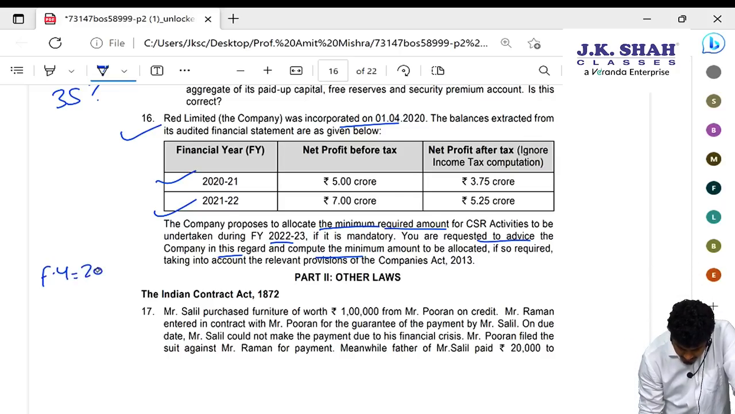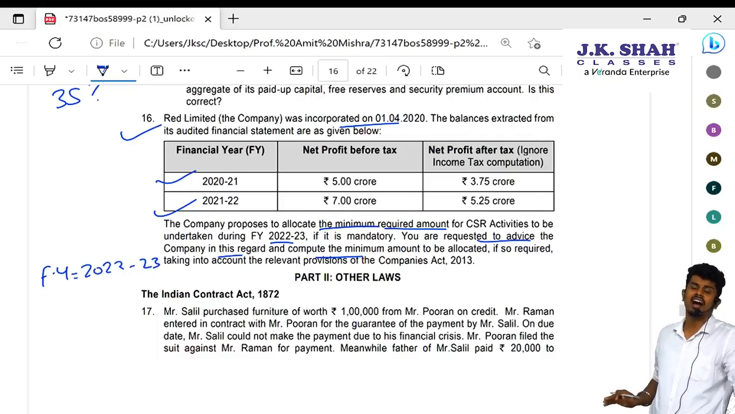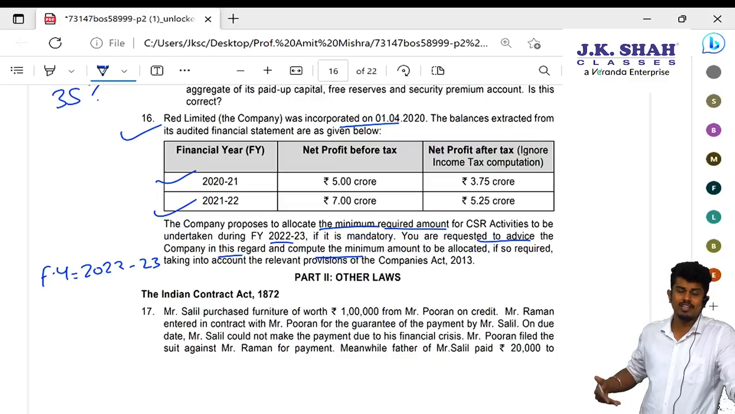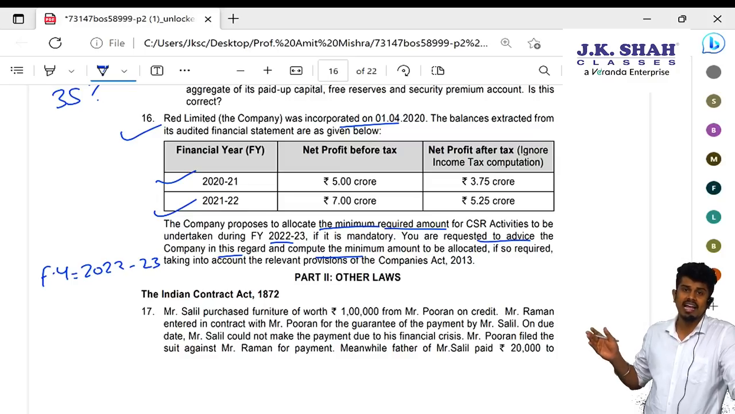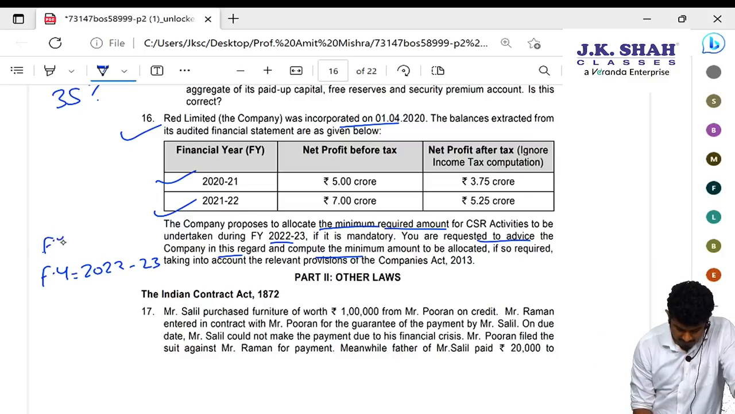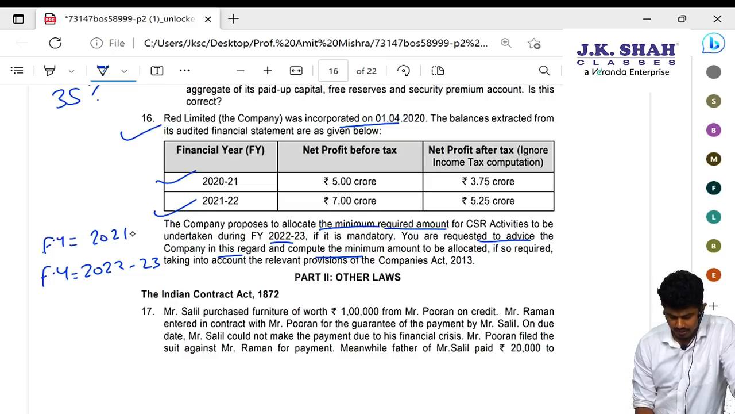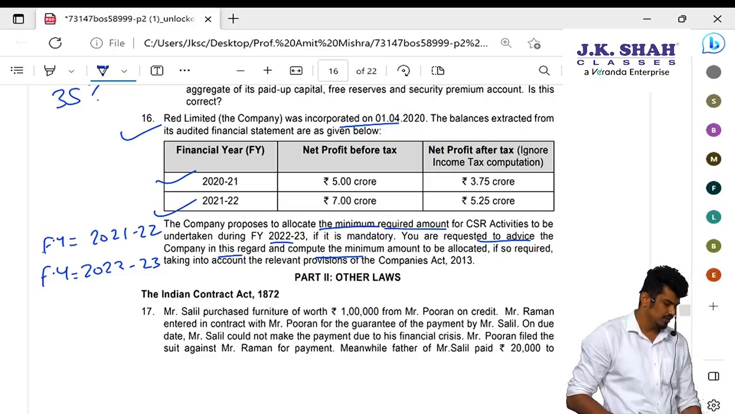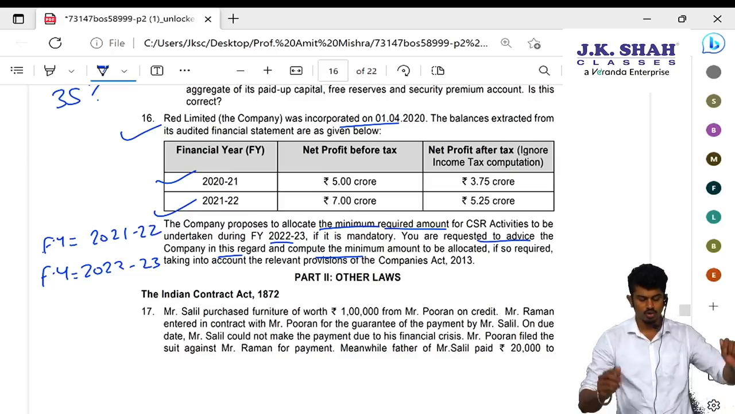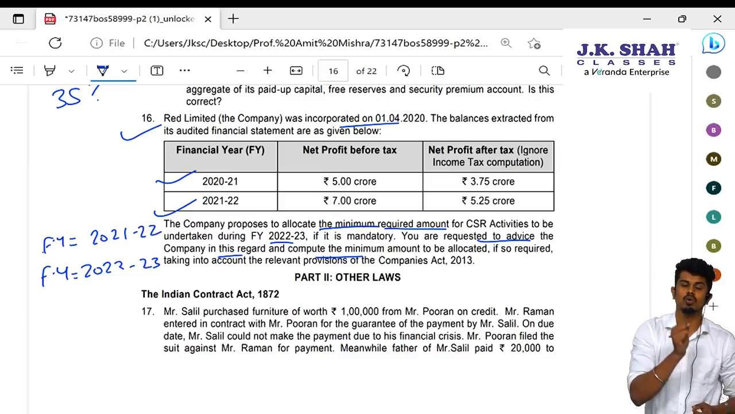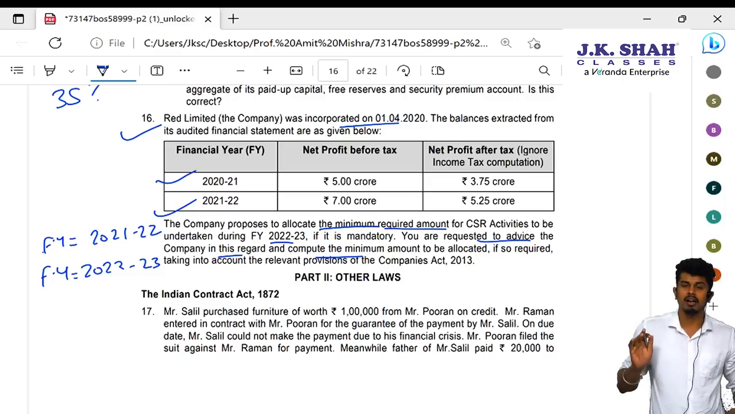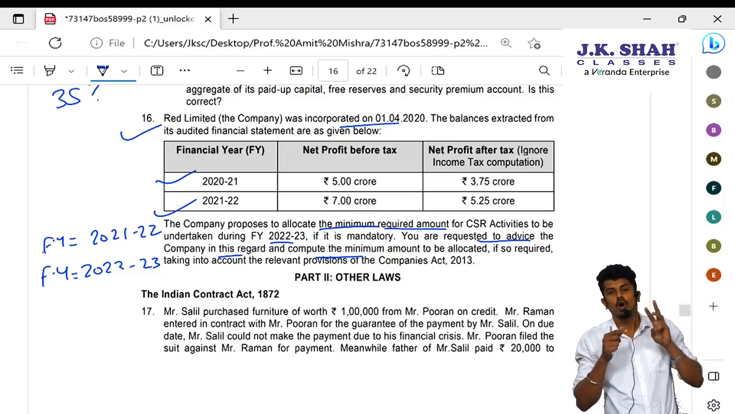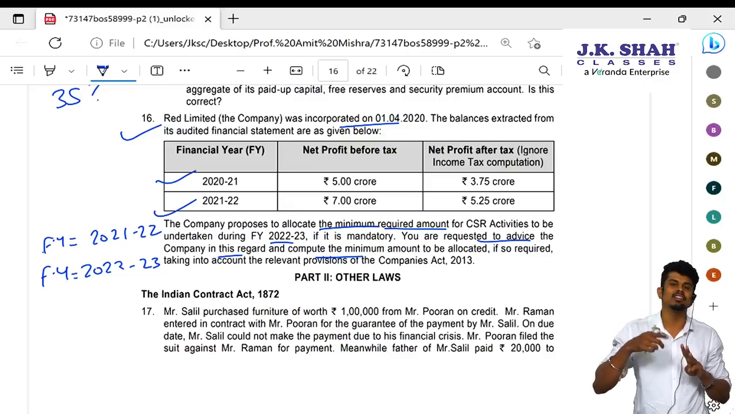2022-23 financial year. You have been asked whether the company is required to do CSR in 2022-23 or not. So for 2022-23, whether CSR is applicable or not, I will see the limits of the financial year 2021-22. Yes or no? Now, in financial year 2021-22, if a company has a net worth of minimum 500 crore or turnover of minimum 1000 crore or net profit of minimum 5 crores, then they will have to do CSR.